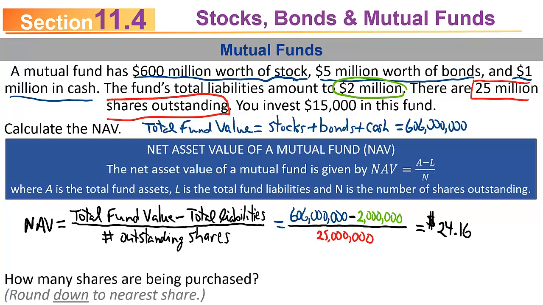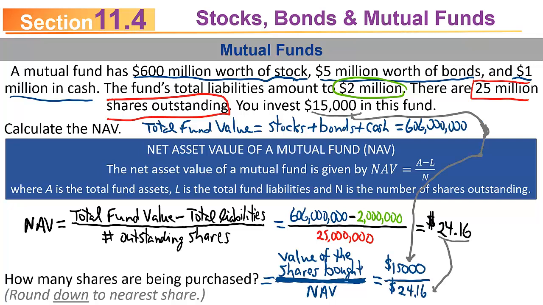How many shares are being purchased, rounding down to the nearest share? Okay, to calculate the number of shares being purchased, all you do is take the amount of money you're using to purchase shares and divide by the NAV. So it says that we're going to buy $15,000 in this fund. So the value of the shares bought is $15,000. We just calculated the NAV to be $24.16. So the shares purchased would be the amount that you're using to purchase the shares divided by the NAV, which is basically the price per share. If you divide that, and round down, as the instructions say, you end up with 620 shares.